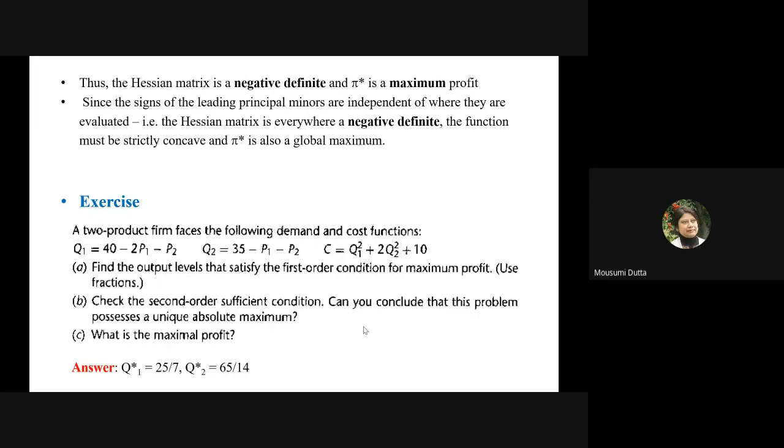Negative definite. Please check from last class. All these things are there. Okay. Positive definite, what is meant by positive definite? Positive semi-definite, negative definite, negative semi-definite. So please check all these things from last day's class.